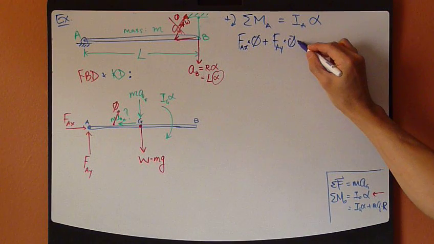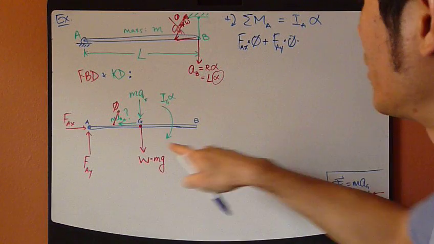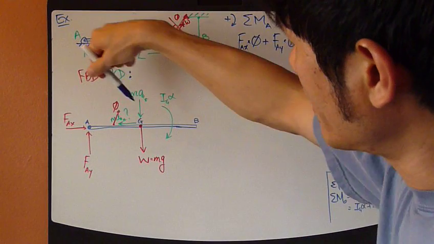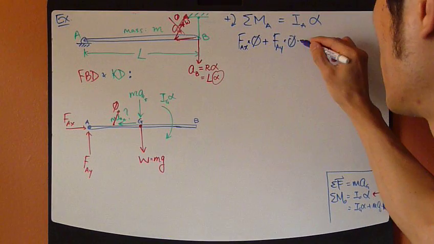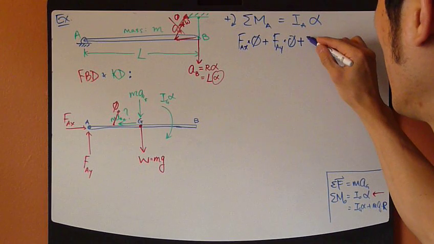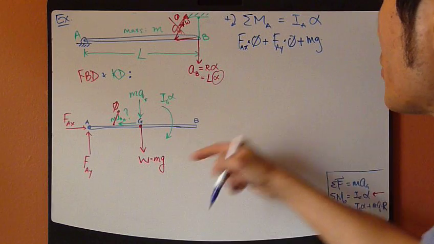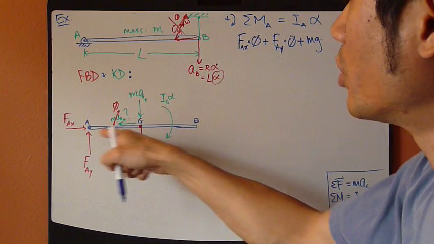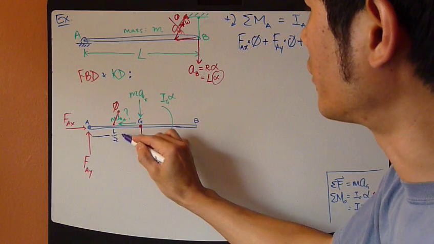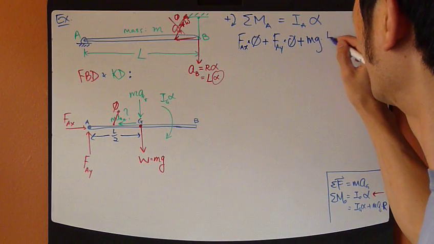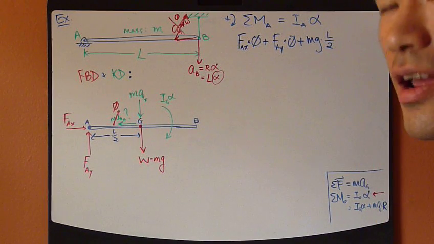The third moment term is due to this weight right here, and this weight about point A tends to create a clockwise moment, so it's positive. So it's mg times moment arm R, which is 1/2 of the length. So that's it. That's the left hand side.